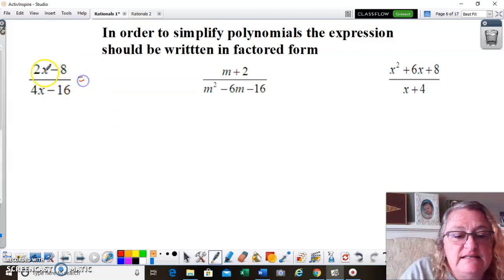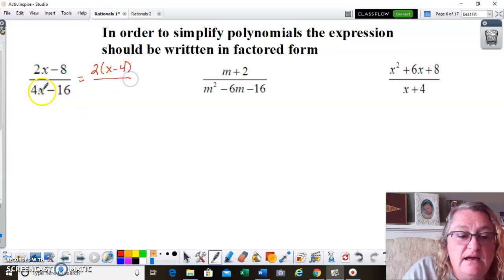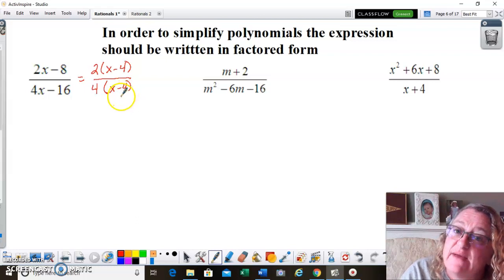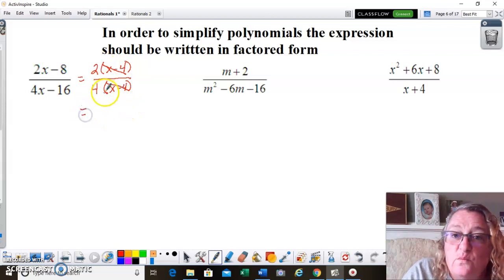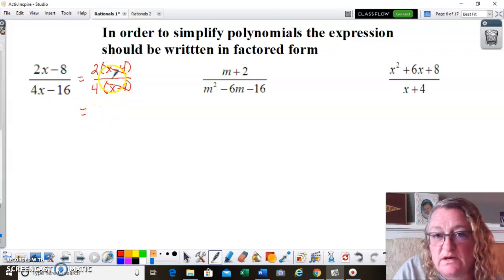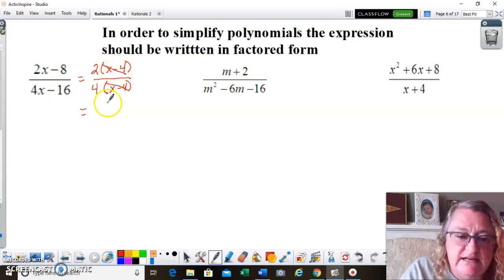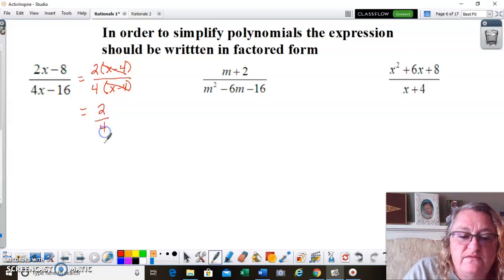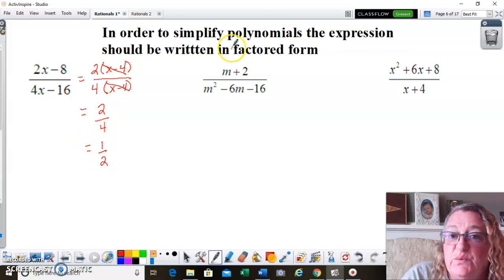The very first thing I see is 2x and 8 both have a common factor of 2. If I divide the 2 out, I get x minus 4 here. Then 4x and 16 both have a factor of 4, which when I factor the 4 out, I get x minus 4. What you'll notice is that we have matching factors of x minus 4 in the top and the bottom. When those are divided out, that equals 1, and multiplying by 1 doesn't change the fraction, so we're allowed to take it away. What we're left with is 2 over 4, which is the same as 1/2. So that one simplifies to 1/2.